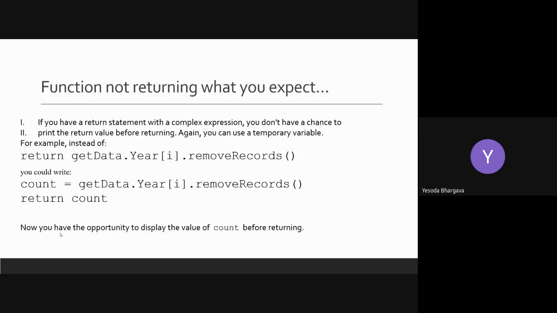The other kind of situation is that rather than returning directly, store this value that is to be returned and return that particular value, because in that case you can see before returning whether or not the value that is being returned is what you expect. So then you can display the value of count in this particular example before returning. So they are very small things that are useful while debugging the piece of code, and that can really make debugging quite convenient.